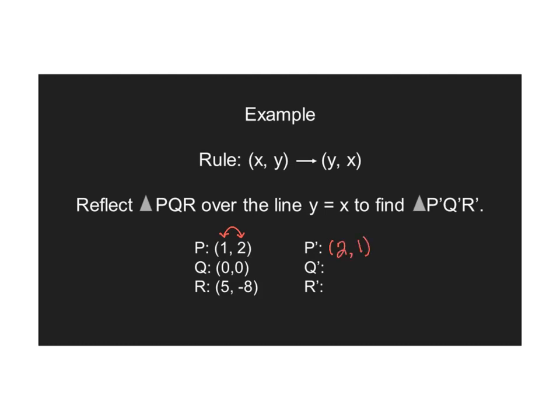Q is at (0, 0), so again, imagine flipping those. It's still (0, 0). And the last one, R, to find R', remember, again, I'm switching those, so I'm going to have (-8, 5).